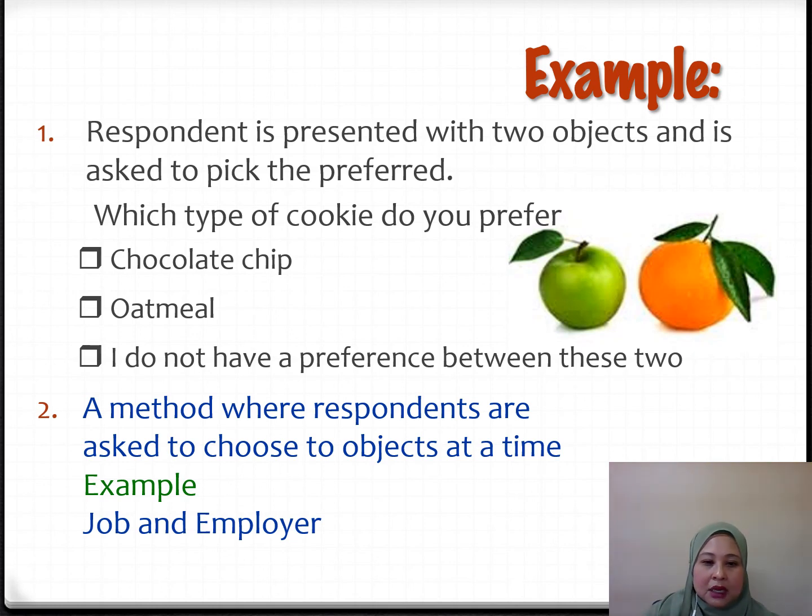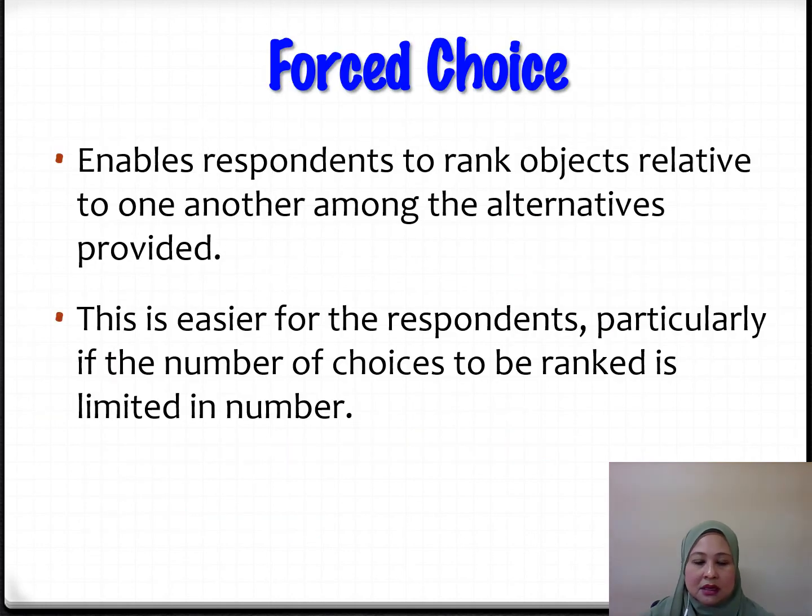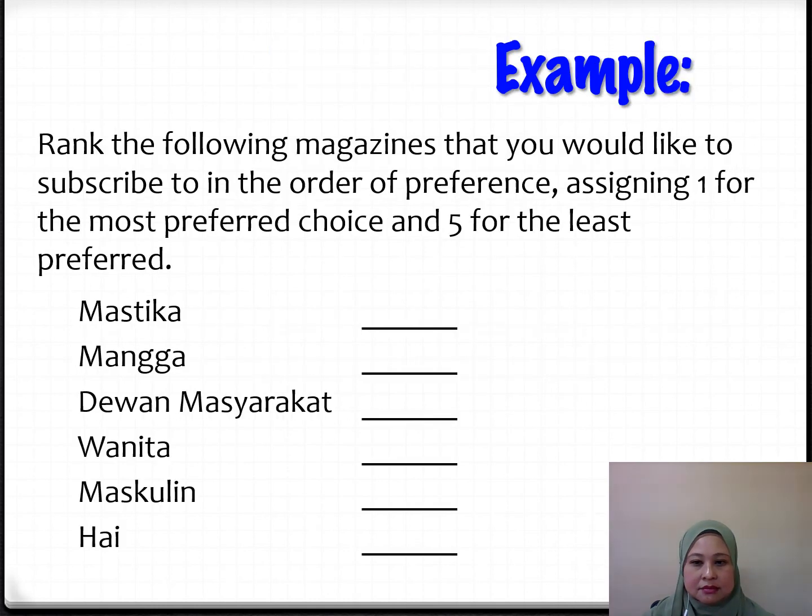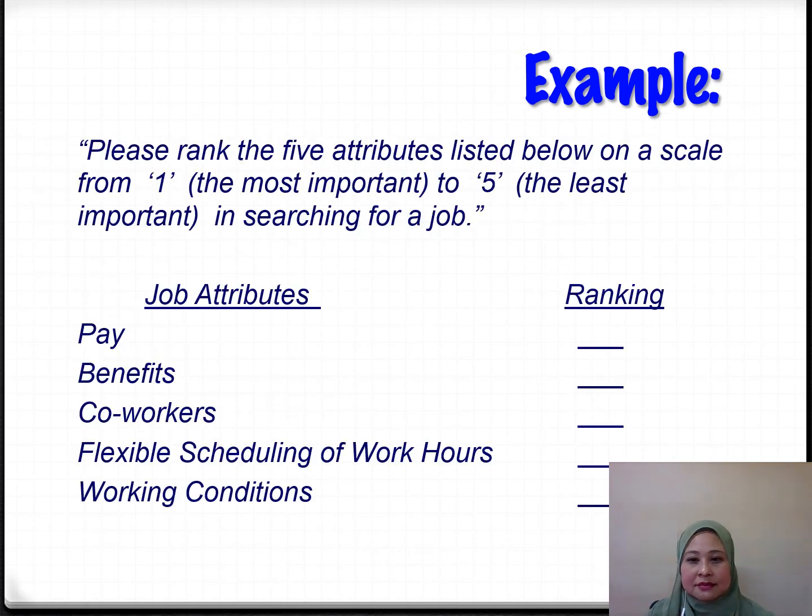Look at the example here. Which type of cookie do you prefer? Chocolate chip or oatmeal? But you don't like both. Probably you will answer, I do not have a preference between these two. Forced choice. Although you did not read this magazine, you still have to answer, unless they ask you to put your preferred magazine. Again, another example.